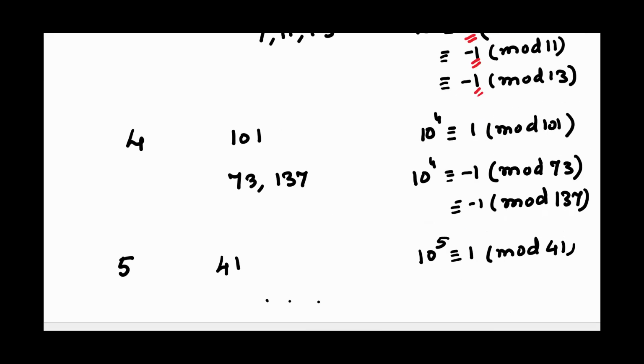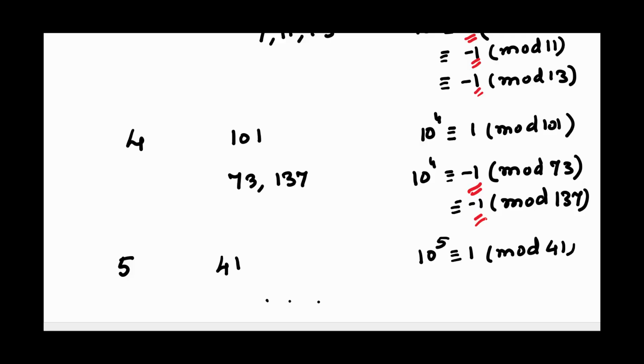We can also take 4-digit blocks for checking divisibility by 101 as 10 to the power 4 is congruent to 1 mod 101, and for divisibility by 73 and 137, you know 10 to the power 4 will be congruent to minus 1 mod of 73 as there is a minus sign for both divisibility by 73 and 137. We will be taking alternate signs of the blocks.